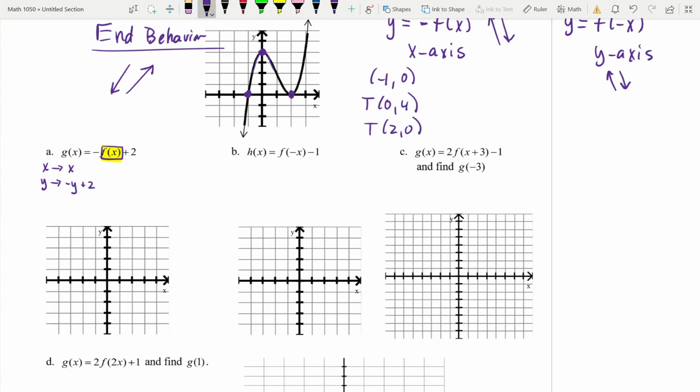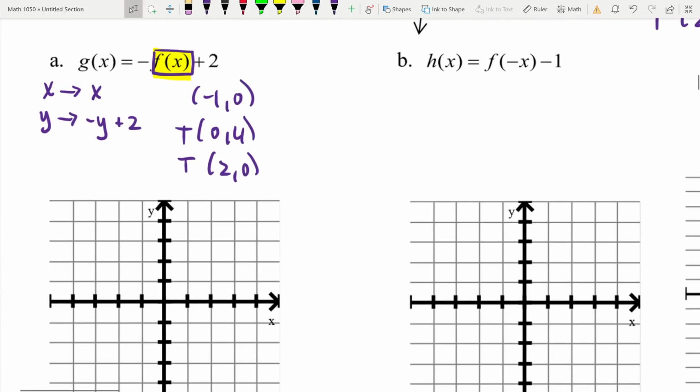Okay? So now I'm going to write those 3 points down. Negative 1, 0, 0, 4, and 2, 0. And I'm going to keep those T's in front of the 0, 4 and the 2, 0. And then I'm going to change these points. Okay, so everybody go like this, change these points. So the x's don't change. They stay negative 1, 0, 2. The y's, you have to multiply by a negative and then add 2.